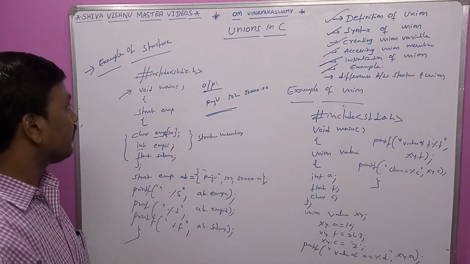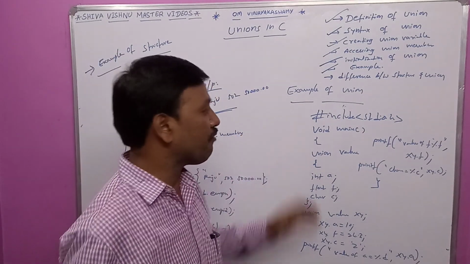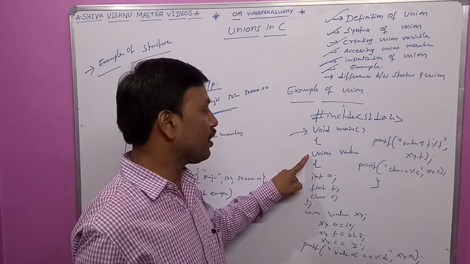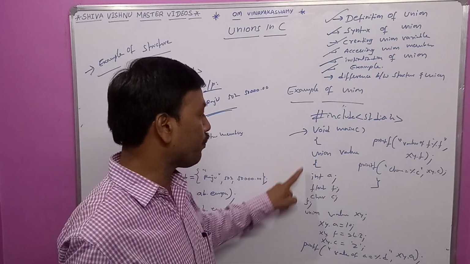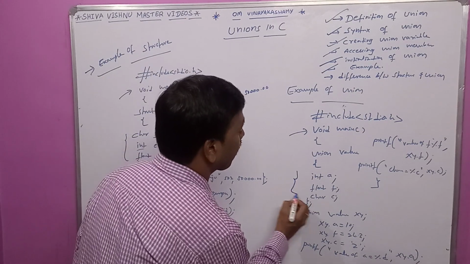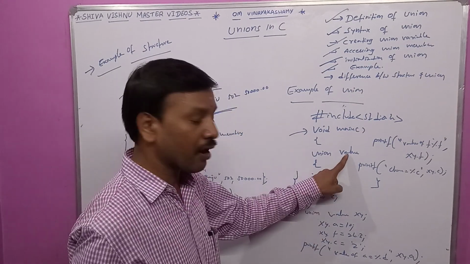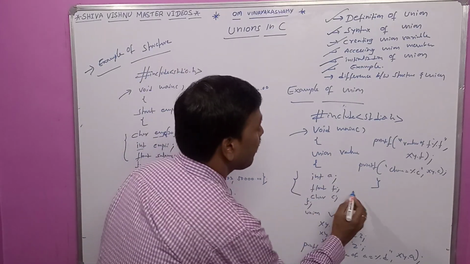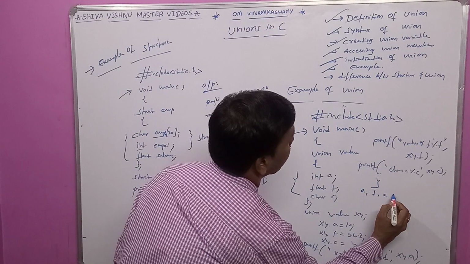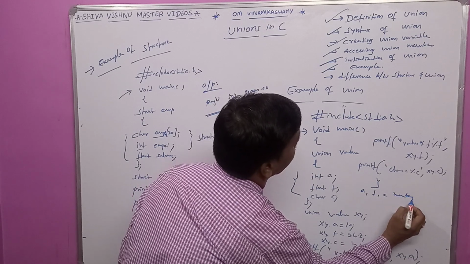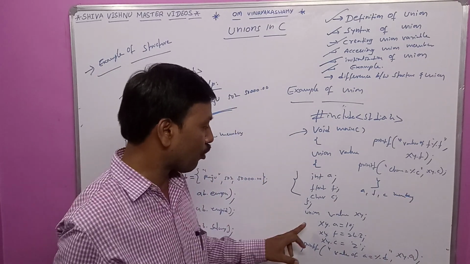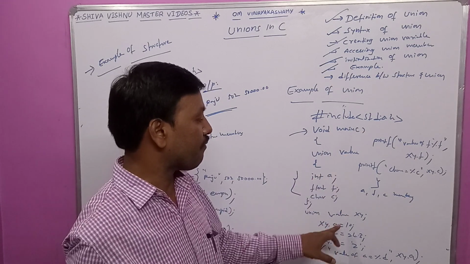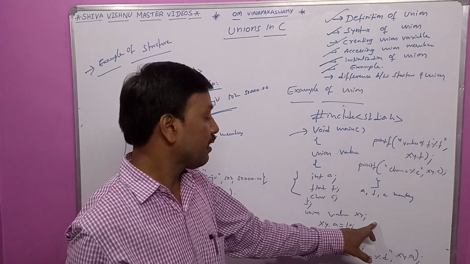Here you can see this is an example of a union. Every execution will start from the main. Here you can see the union name is value, open brace. Here also we have different data types. So different data types grouped under a single name is called a union. a, f, c are the members, that is the union members, close semicolon. Union value is the union name, and xy is a variable, semicolon.